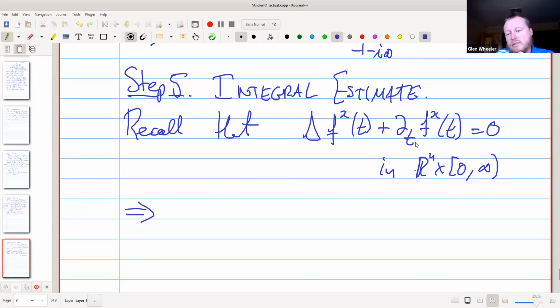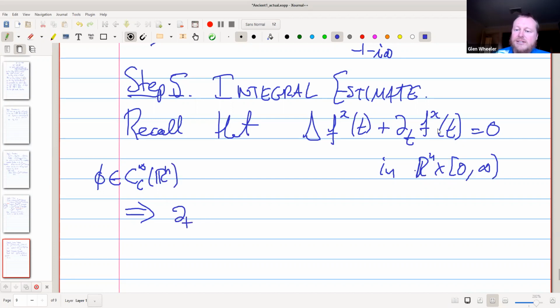So what this means is we can test this equation with a smooth cutoff function and integrate and basically just have some fun playing around with some integrals, which is pretty much my entire mathematical career, playing around with integrals. Okay, so what do we get?